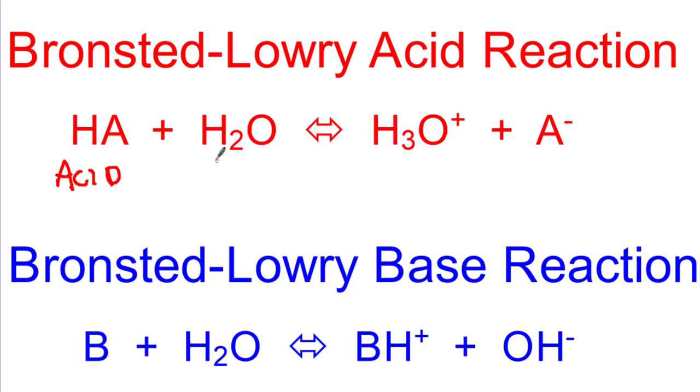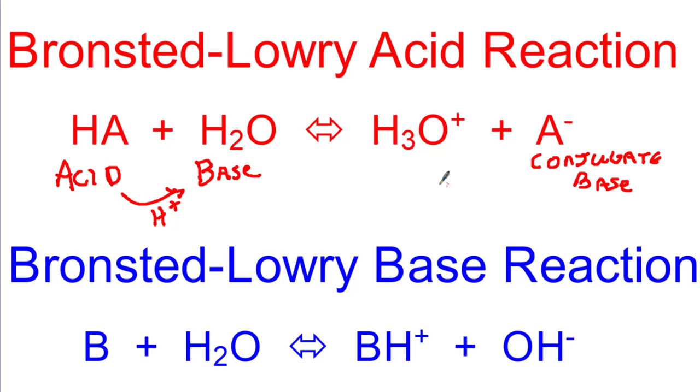Our HA is our acid, which means water here is acting like a base. What do we know about Bronsted-Lowry acids? They give away H+, which means if the HA gives away H+, it becomes A-, which we call our conjugate base. Okay? It no longer has the H+. And the water gained the H+, which means it becomes hydronium or H3O+, which we call our conjugate acid. And this H3O+ is what we would be able to do our pH with.